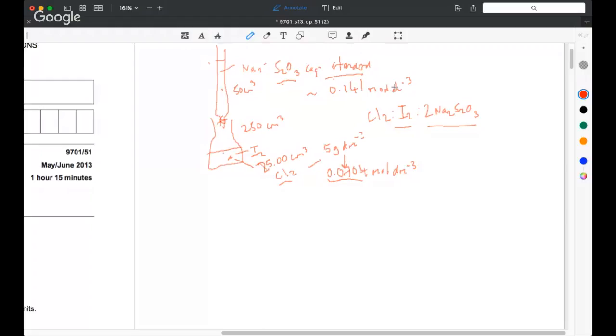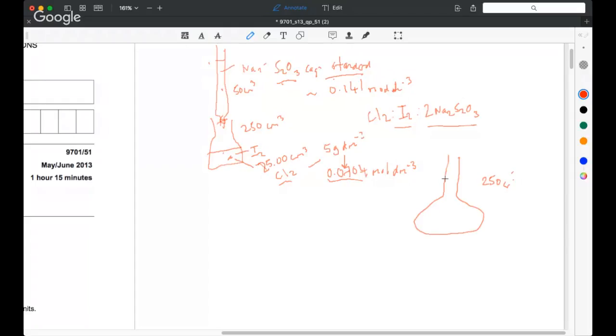Okay. Good. All right. So, is that where you got stuck? I got up to there. Right, I got that part. Good. So we've got that. So that means that to fill up this burette, you've got to get a volumetric flask. And they're 250 centimeters cubed, the volumetric flasks.